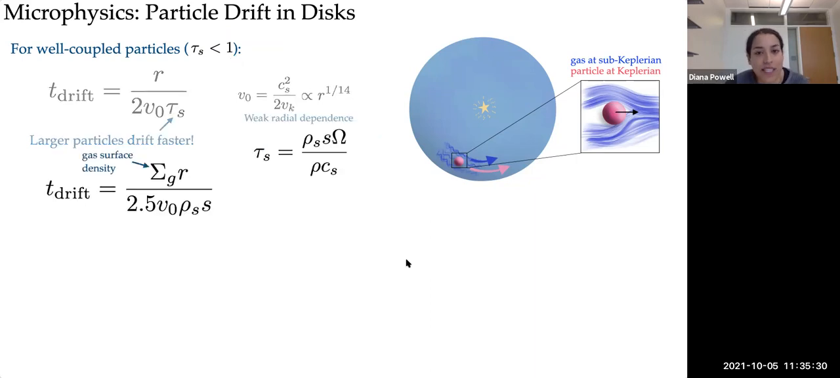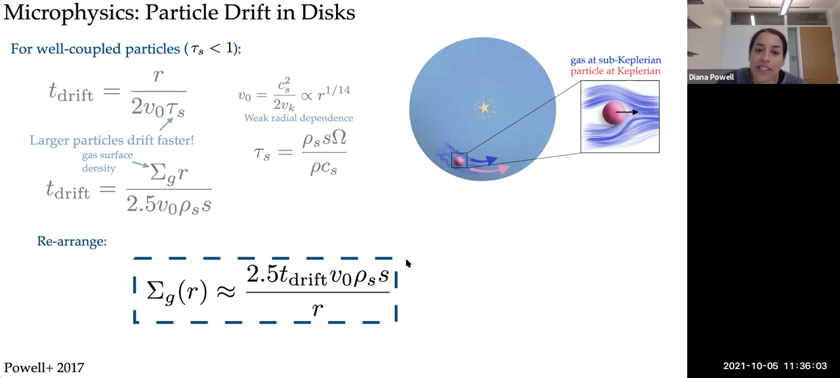And so we can write the stopping time in terms of standard disk parameters and then rewrite the drift timescale. And so this timescale that I'm showing here is exactly the same as what I've written above and is just rewritten in terms of the total gaseous surface density in the disk. And you can understand why drift depends on the gas surface density, because if you have more gas, then there's more gas drag, and that will change the stopping time, so how well coupled a particle is to the gas for a fixed particle size.